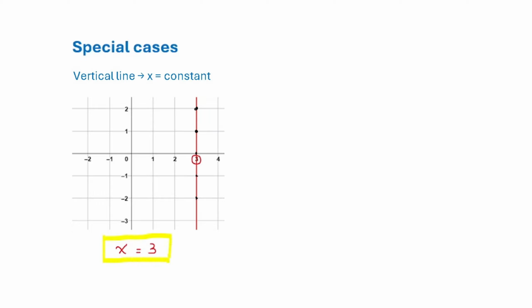This is where students often get confused. The line is vertical, but the equation contains x. So the important thing is not the direction of the line. The important thing is which variable stays the same. For a vertical line, x is always the same. So the equation is x = a constant.